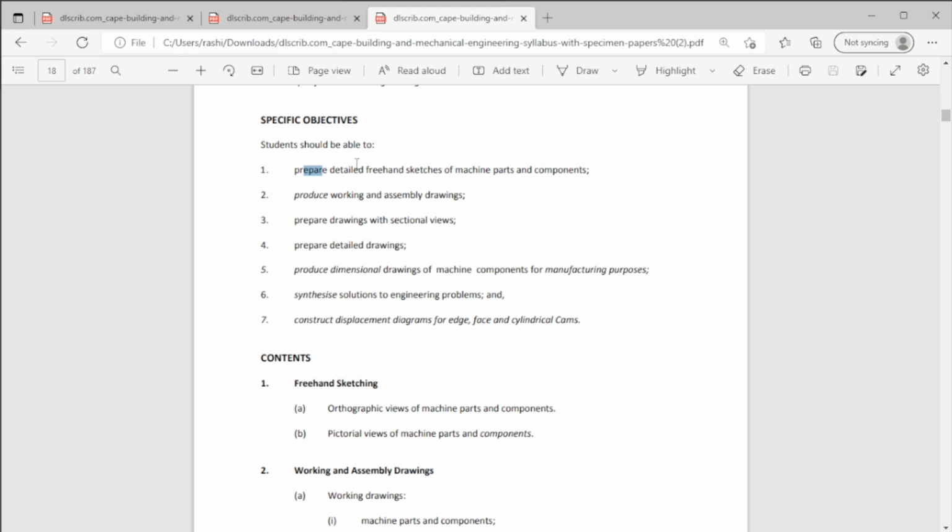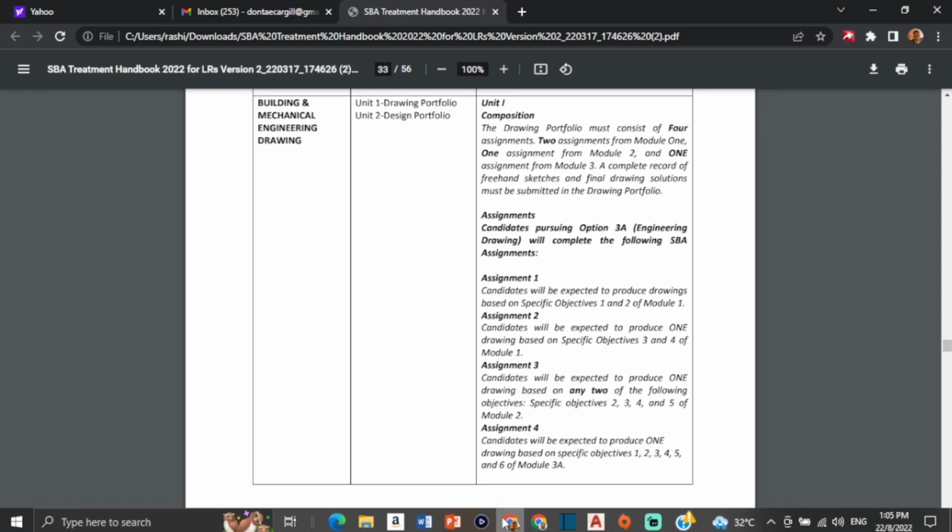It says prepare detailed freehand sketches, produce working and assembly drawings, prepare drawings with sectional views, prepare detailed drawings, produce dimensional drawings of machine components, and you're going to have your solution to different problems. So this is going to be the entirety of the mechanical aspect of the IA. What you're going to do is come up with a problem. Well, your teacher is going to give you the problem. You're going to come up with sketches, produce working drawings, assembly drawings, detailed drawings, and come up with a solution to the problem that is presented to you by your teacher.